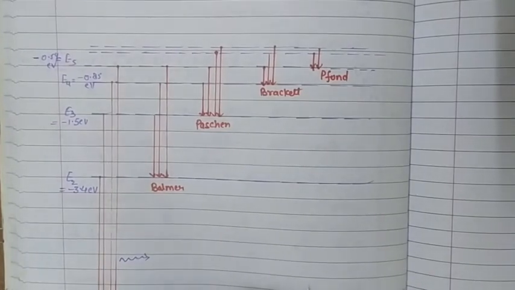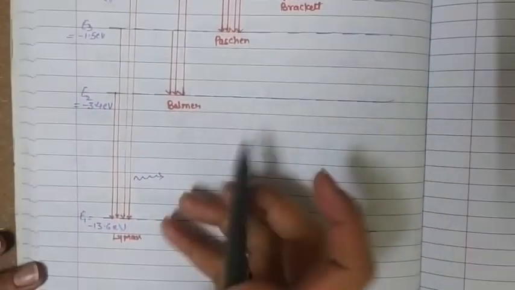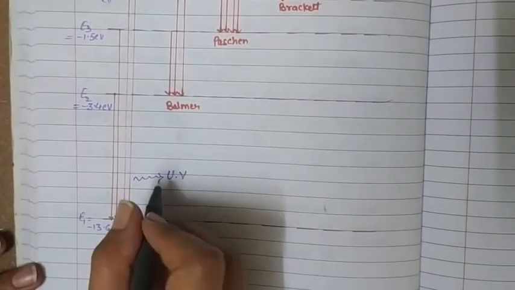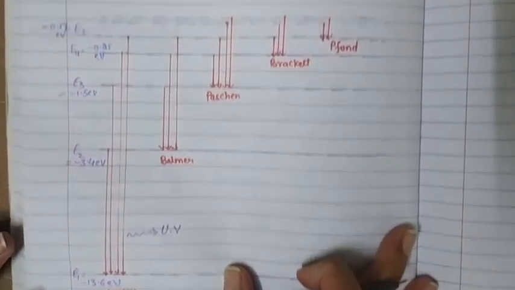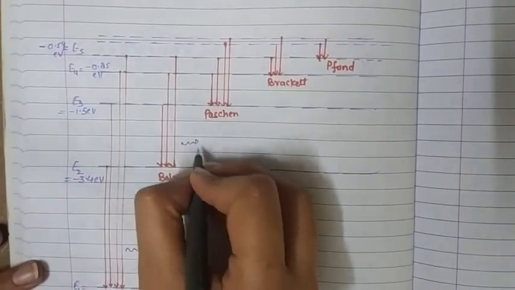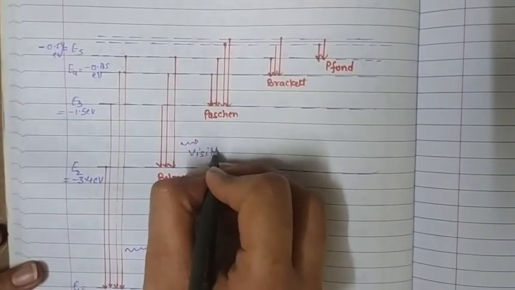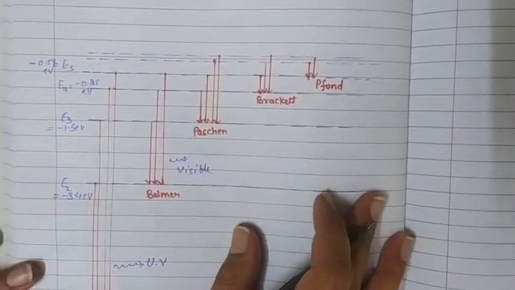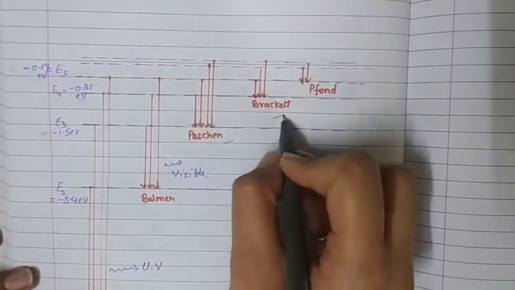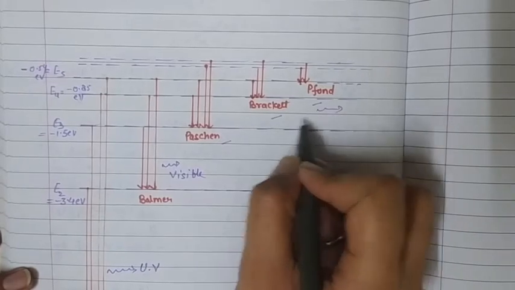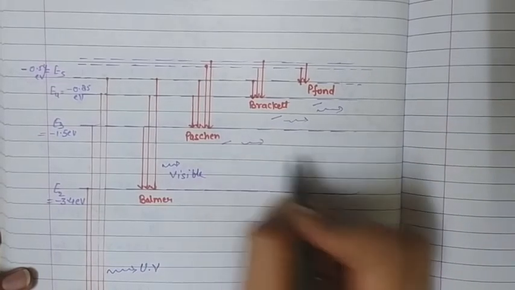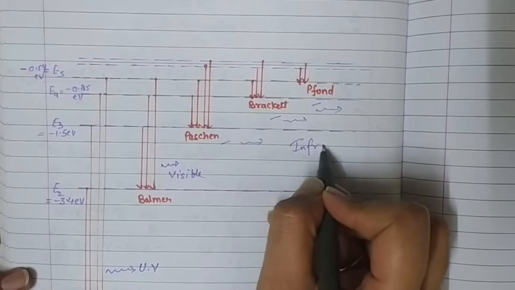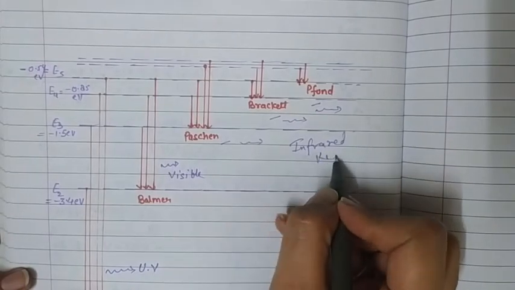Now the Lyman series comes under the ultraviolet region, so the photon that we get will be of the ultraviolet region. In Balmer we get visible light, it comes under the visible region, and in all three of Paschen, Brackett and Pfund, we get a photon of the infrared region. So this we have to remember.